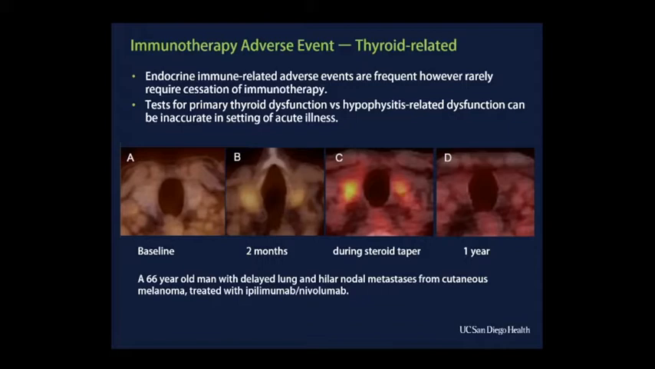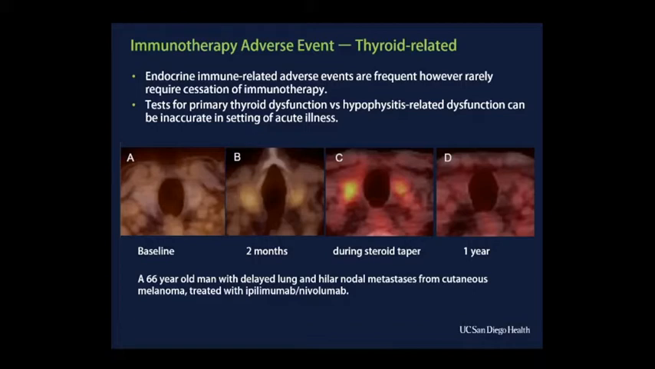And I included his PET because you will see these. You may see it on ultrasound, you may see it on CT. And so at his baseline, he had a perfectly normal looking thyroid gland. At 2 months, we started having the PET avidity, which actually persisted during his steroid taper. But 1 year out, we can see that that's resolved. It's back to background levels.